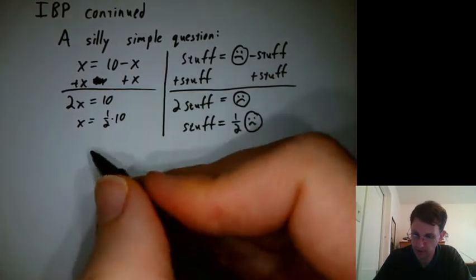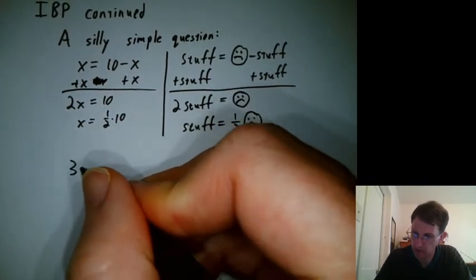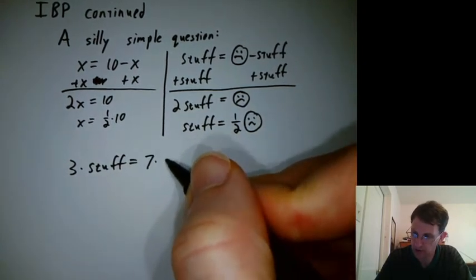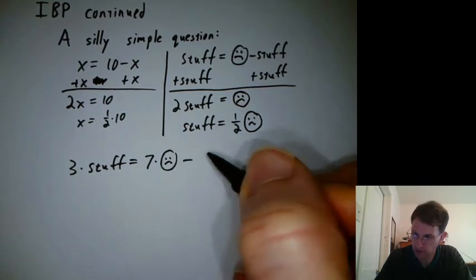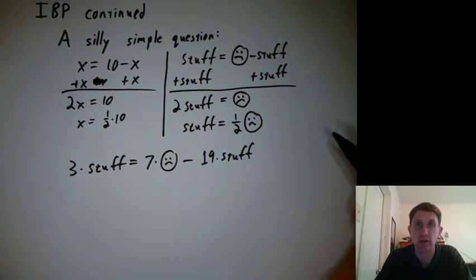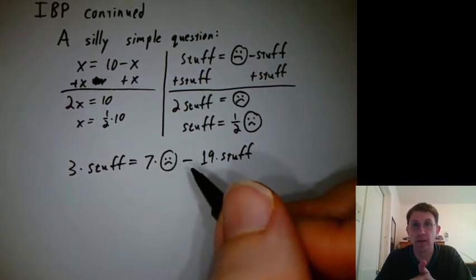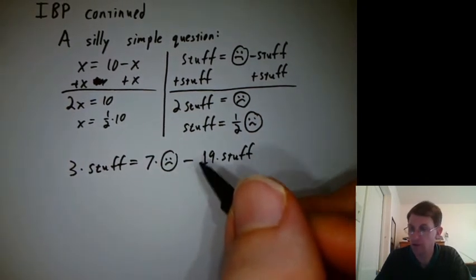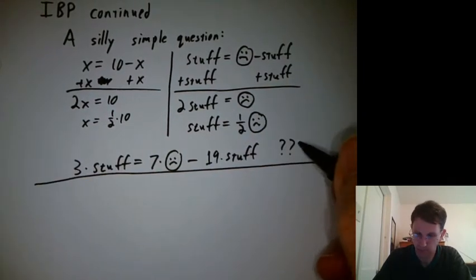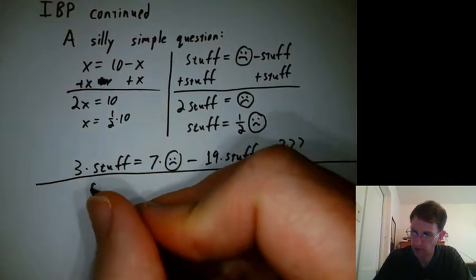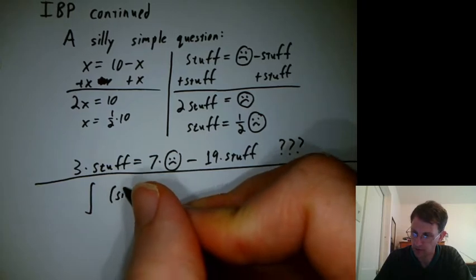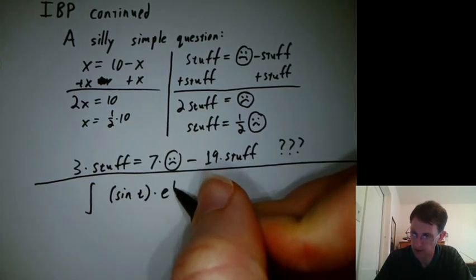Okay, and so here's a challenge. What if you had 3 times stuff equals 7 times frowny face minus 19 times stuff? Could you solve and get stuff equals some version of frowny face? I think you could. So let's just keep that in mind. And I'll give you an integration by parts problem. How about the integral of sine t times e to the t dt?